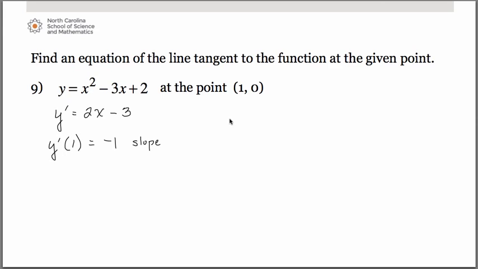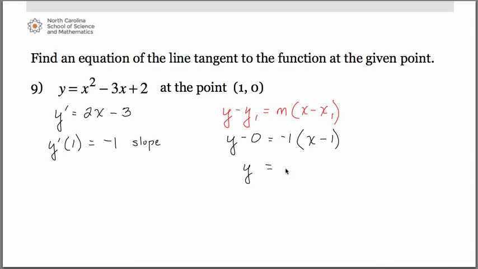So now we can substitute into point slope form of a line. And remember how that goes. It's y minus y1 equals our slope m times the quantity x minus x1. So here we would have y minus 0 equals negative 1 times the quantity x minus 1. Y minus 0, of course, is y. You could easily distribute that negative 1 if you wish. So we have negative x plus 1, and that is the equation of the tangent to the curve at that specified point.